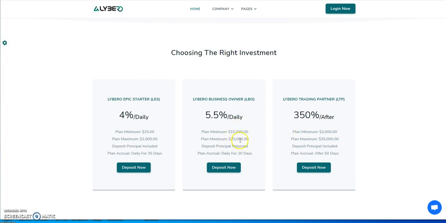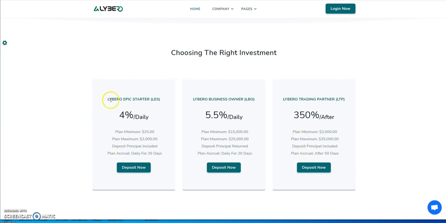But you got to take a big risk of putting in a large amount of money. And this one right here, 350% after 50 days. Minimum is $3,000 to $35,000. Principal is included as part of this return of 350%. So your first 100% is your deposit, and then 250% after that is your profit. 2.5x that, boom, it'll be 350% combined total, but that's after 50 days. So that's a pretty big risk, just because we don't know how long these platforms run and if it can make it to 50 days.